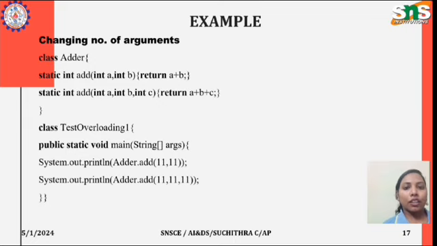Then we have given the class name TestOverloading. Then we have opened the function public static void main(String args[]), System.out.println. Here we have given Adder.add(11, 11), and the next output is Adder.add(11, 11, 11). So the output will be, the first one will be 22, that is the result value, it will go to return a plus b. The next return value will be 33.